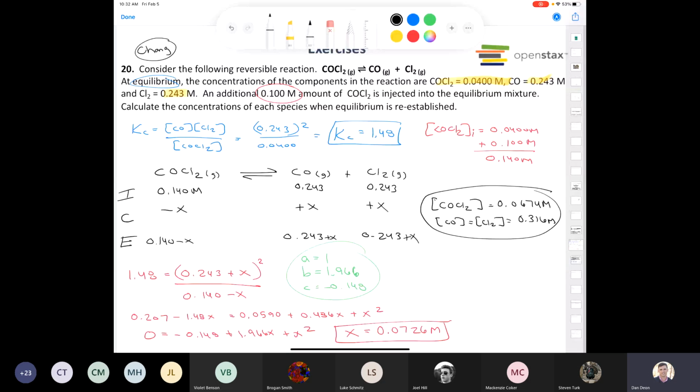So, solving a quadratic. Brogan, to solve this using Q, all you would do is say Qc is equal to 0.243 squared divided by 0.140. That's all you do. So you take 0.243, you square it, divide by 0.14, and you get that your Q is equal to 0.421. Q is less than Kc, and so our reaction is going to have to shift in this direction. We're going to have more in the numerator to get a bigger number.